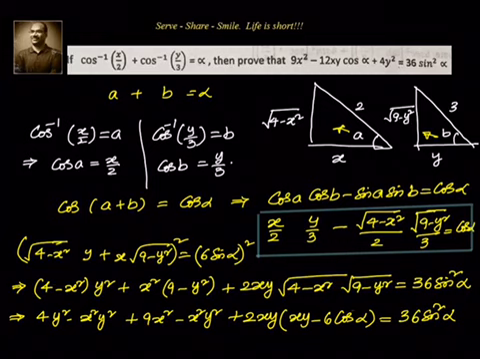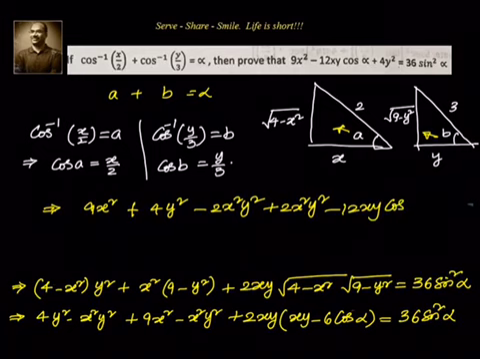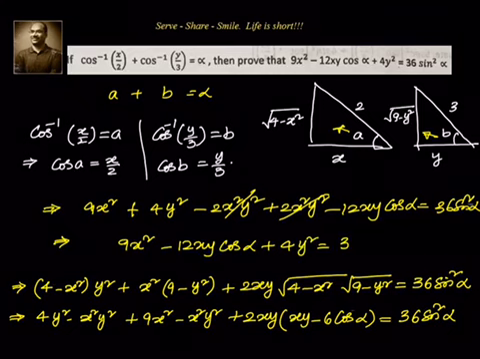So when we go to the next step, that will be the final. So 9x square, as we need, plus 4y square, then we have minus 2x square y square, because we have minus x square y square minus x square y square. To cancel that out, we have here plus 2x square y square, then we have minus 12xy cos alpha is equal to 36 sine square alpha. So we can simplify that, we can cancel these two terms. We will have 9x square minus 12xy cos alpha plus 4y square is equal to 36 sine square alpha. So this is what we need to prove.